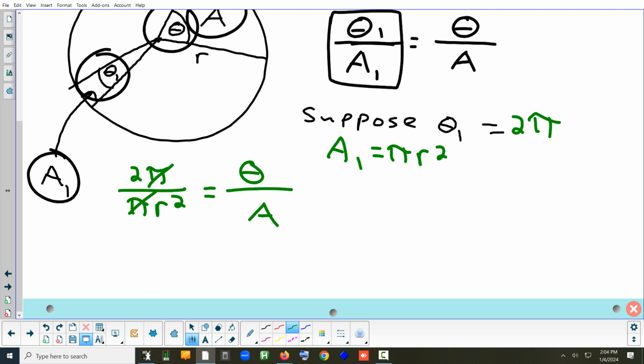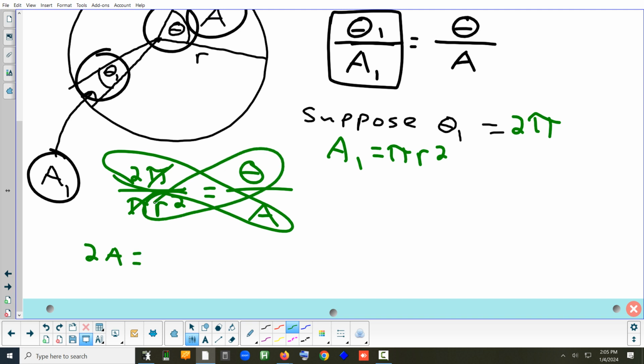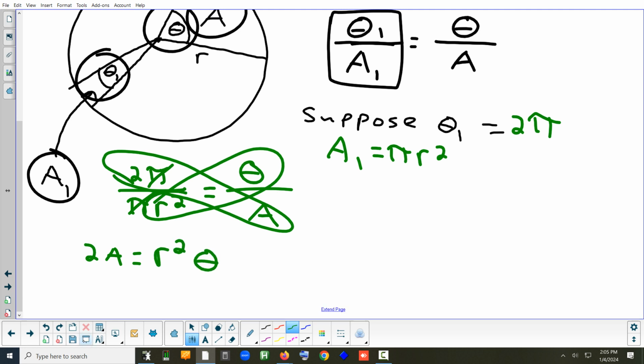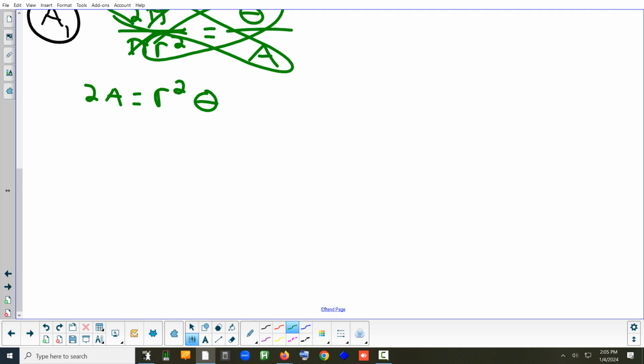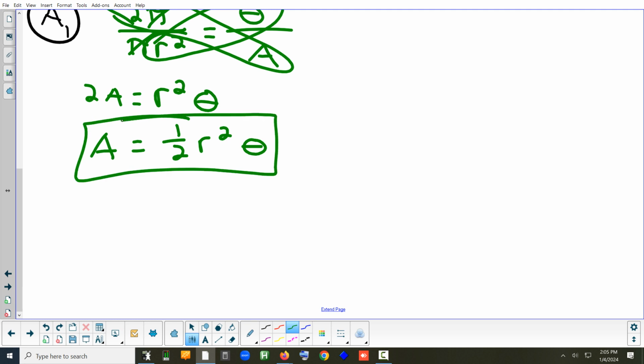All right. Now, what do you get when you multiply what's left on that diagonal? 2A. And what about this diagonal? R squared times theta. All right. And now we don't want a formula for 2A. We want a formula for A. So what's one way you can get rid of the 2? Divide both sides by 2. Yeah, you could divide both sides by 2, or that's the same as multiply each side by 1/2. And that's generally how our book writes it.